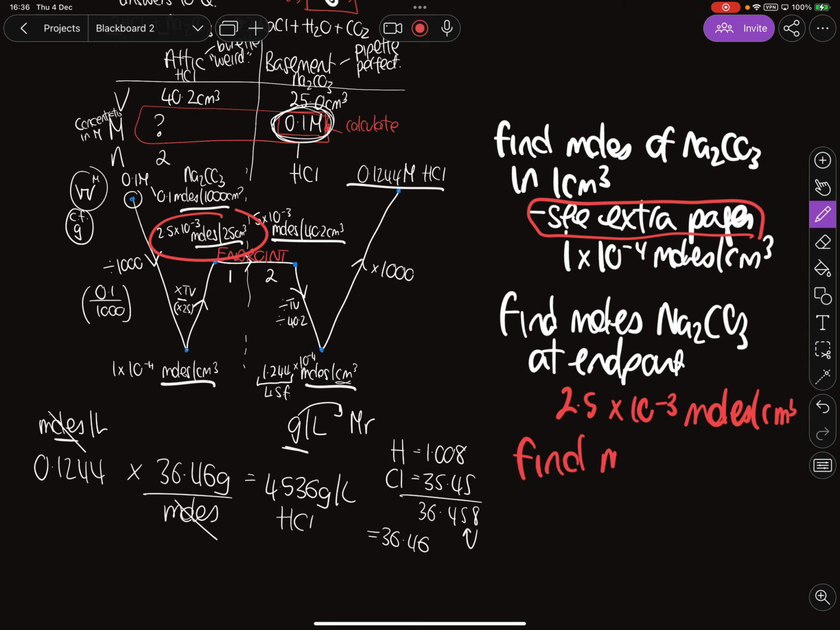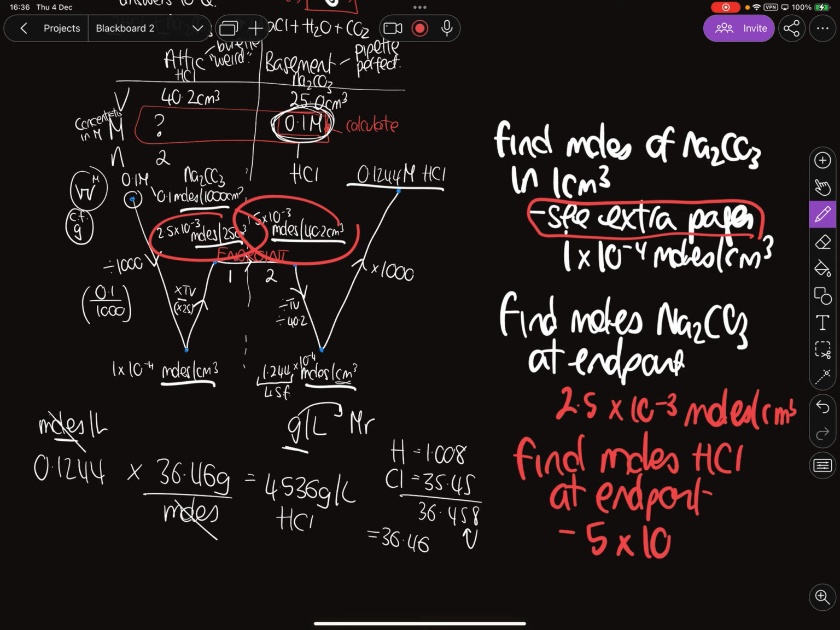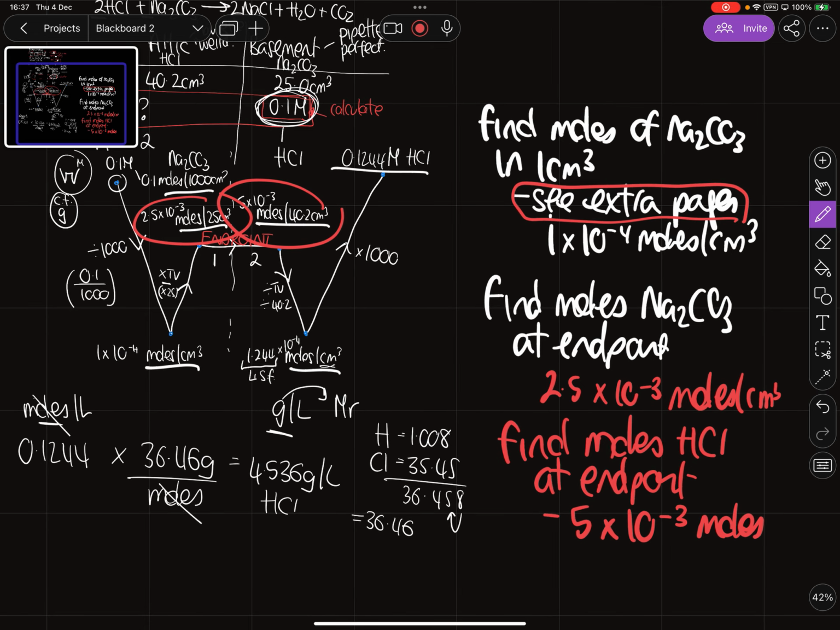They might ask you to find moles of HCl at your endpoint. So that's the flat part. You use your ratio like so. So that's here. So again, you could write just the extra pages, or you could just write 5 by 10 to the minus 3. I think you need to write the see extra pages in every box irrespective, so that they can go back and they can see your workings out.